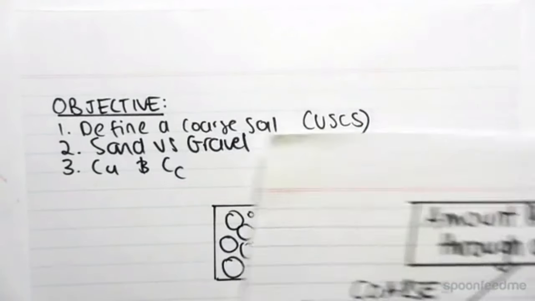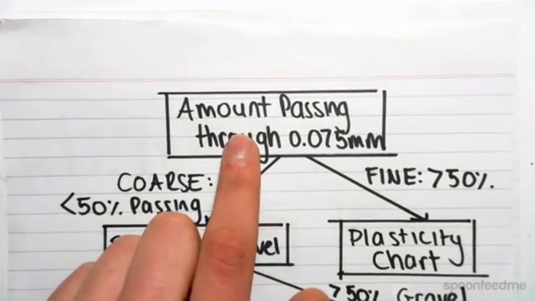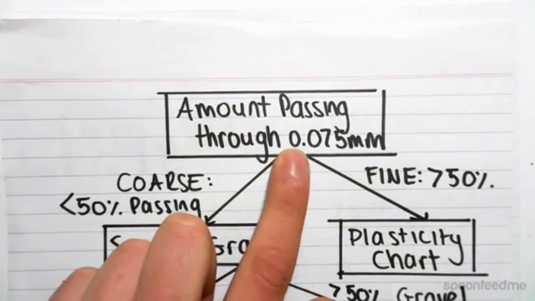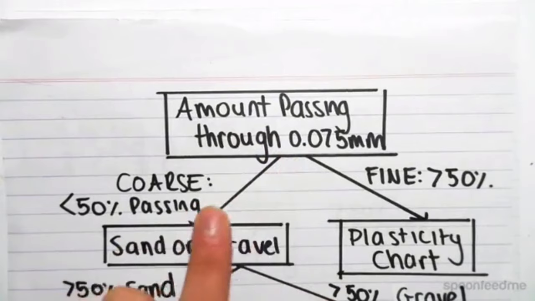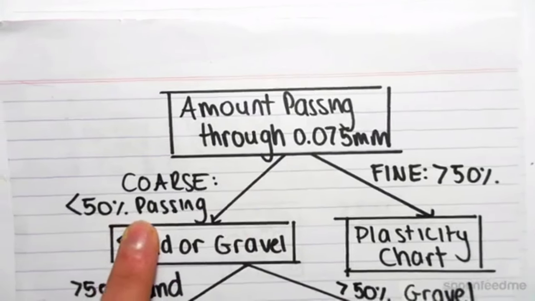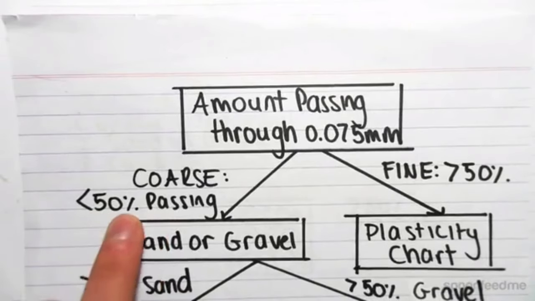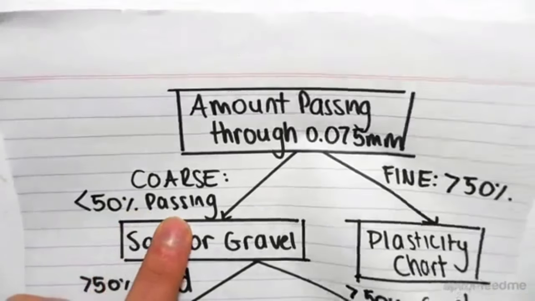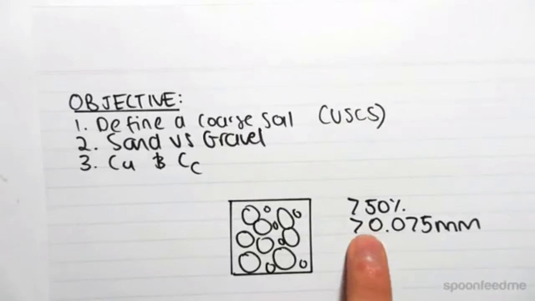And we need to know that because the first question in our flowchart is the amount passing through 0.075 millimeters, and it's coarse when less than 50% has passed through, or I like to think of it as more than 50% has been retained on our sieves. Okay, so all it's saying is that the majority is greater than 0.075 millimeters.